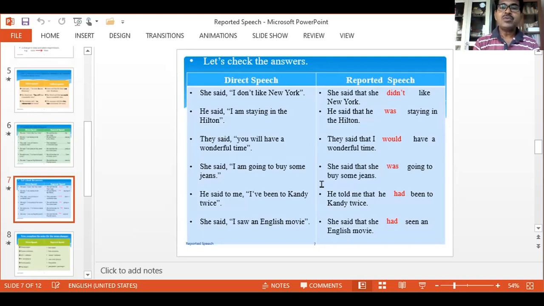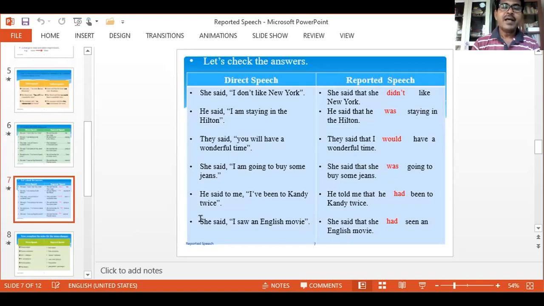He said to me, "I've been to Kandy twice." I've been, that is in the present perfect. So look at the change. He told me that he had been. Had been is the past perfect. Present perfect becomes past perfect. Right. Next one. This is the last one in this activity.